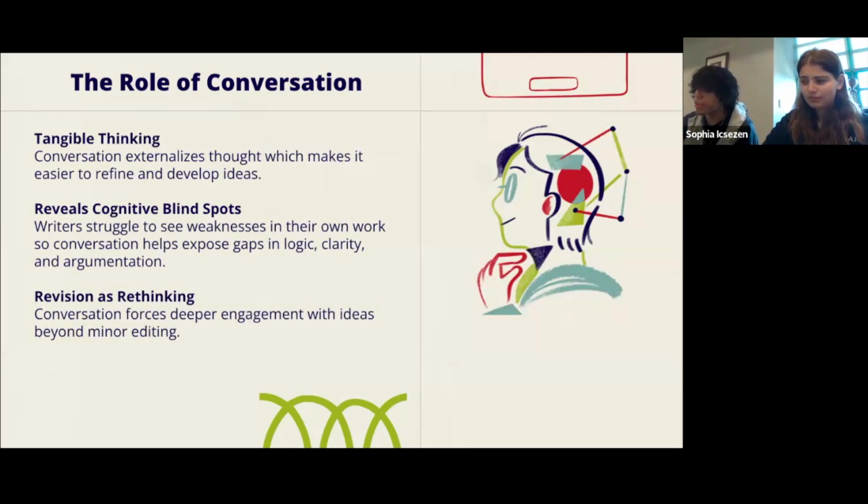If writers see revision as just correcting mistakes, they'll focus on surface level changes while the underlying ideas remain the same. When they see revision as an opportunity to refine their thinking, they'll engage with their work in a much deeper way. This is why conversation is central in shifting this mindset, because through discussion, we show that the best writing doesn't emerge fully formed, but involves dialogue, reflection, and revision.